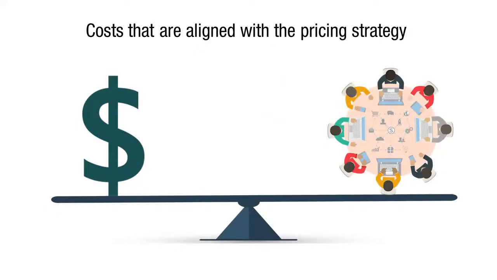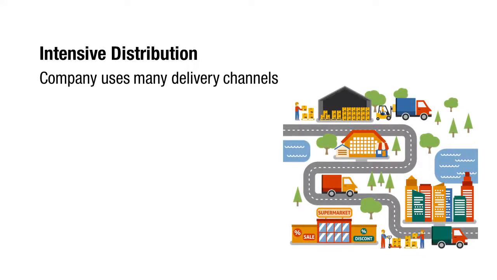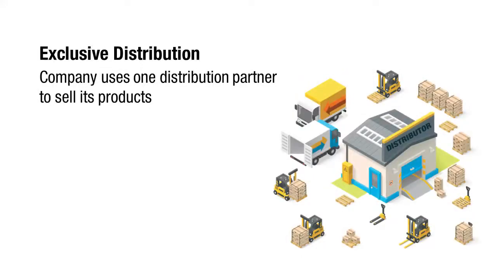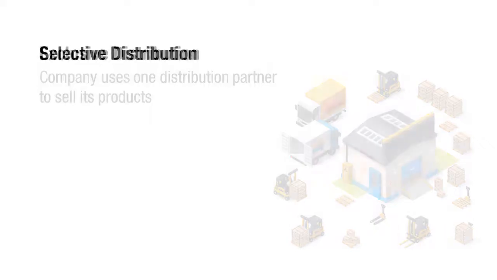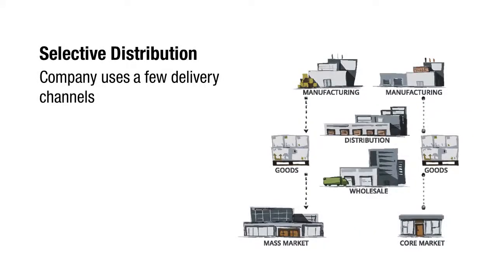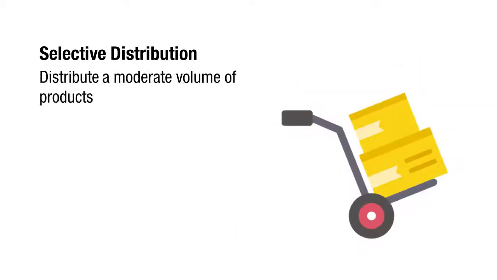The distribution strategy should contain the following information: the specific distribution model to be used, whether it will be intensive, exclusive, or selective. Intensive distribution occurs when a company uses many delivery channels and distributes a large volume of products. Exclusive distribution occurs when a company uses only one distribution partner to sell its products in a specific market. Selective distribution occurs when a company uses a few delivery channels to distribute a moderate volume of products.